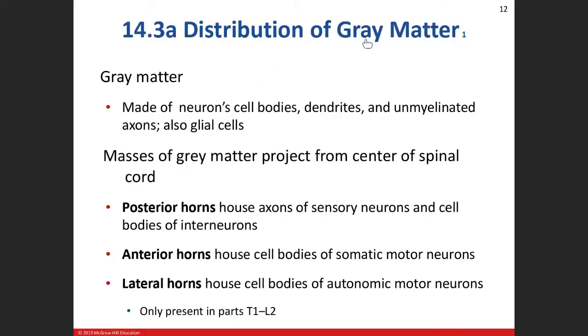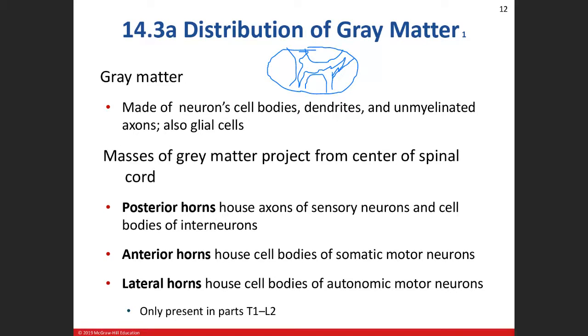This will help you a little bit with some of the locations of the white and the gray matter. I want to start off with the gray matter. The gray matter, when we're talking about the spinal cord, that's that horrible H structure that I was drawing for you. Now we're going to go into a little bit more detail. Remember, we already know what makes up gray matter: unmyelinated axons, cell bodies and dendrites, glial cells.